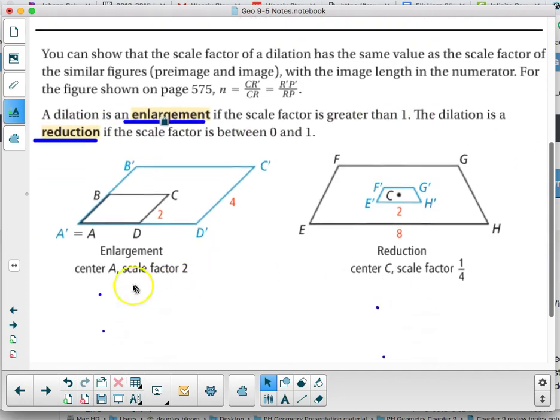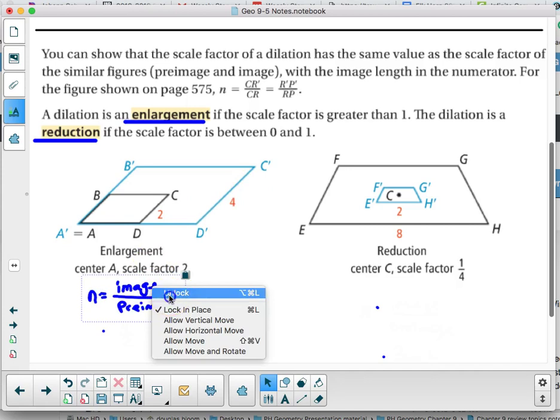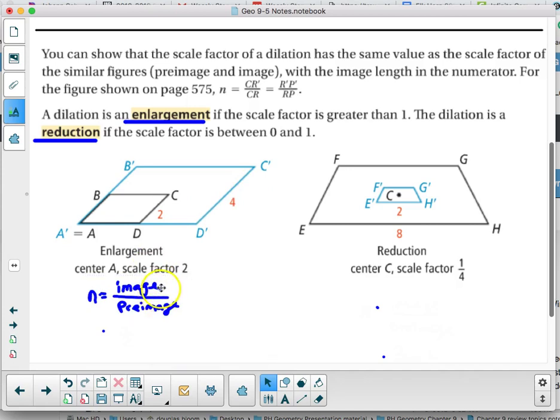Now, this states that it's an enlargement, but I'm going to use the ideas of n to show you that. I have A, and the black is my original, so it's my pre-image. A prime is my image. So let's look at that: my black is my pre-image, so my pre-image is 2.